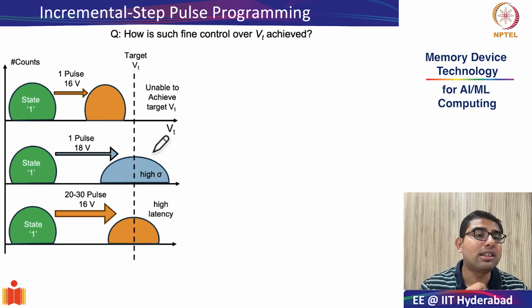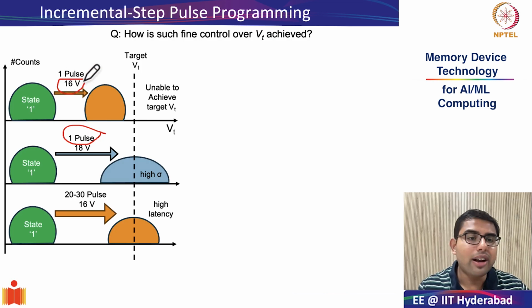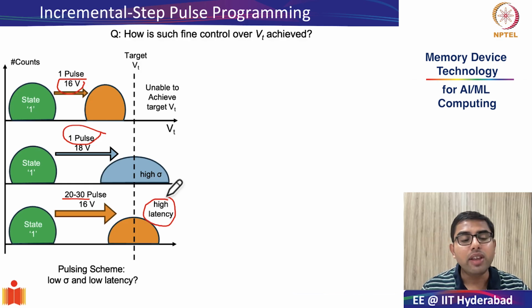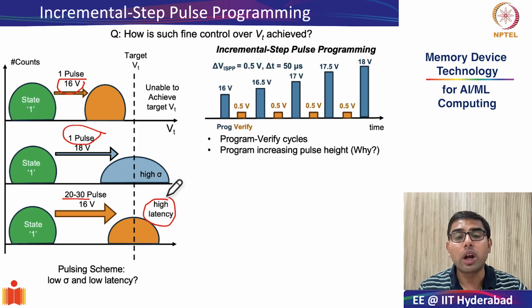So what I do is, instead of going from single pulsing protocol, I go to a multiple pulsing programming protocol with the smaller amplitude. So apply 20 to 30 pulses of 16 volts, and I see that I am able to reach my target VT with reasonable amount of standard deviation. But the problem is, I have to apply around 20 to 30 such pulses. This pulsing scheme comes with the problem of high latency. So the question people started asking is, can we think of a pulsing scheme which has both low variability and low latency? And this is where the ISPP program becomes very handy.